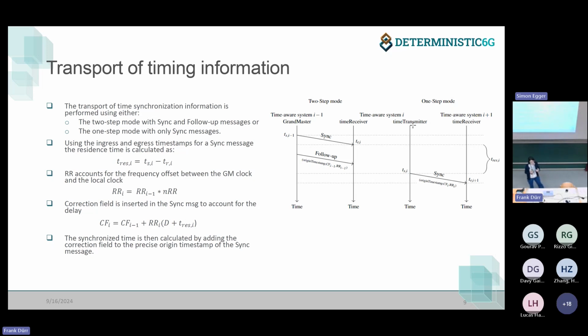Now the rate ratio here is the rate ratio between the local clock and the grandmaster, which, if you look at equation number 2, is the accumulative neighbor rate ratio. To account for the time spent on any intermediate node, we calculate the residence time, as I mentioned before. This residence time will be calculated here in this figure, for example, using TR and TS at the time-aware system I, which accounts for the time spent within this time-aware system I, and this will be added to the correction field. In this way, we are able to account for the delay. And finally, the synchronized time will be calculated by adding the correction field to the precise origin timestamp. That's how we achieve the synchronized time in the network.